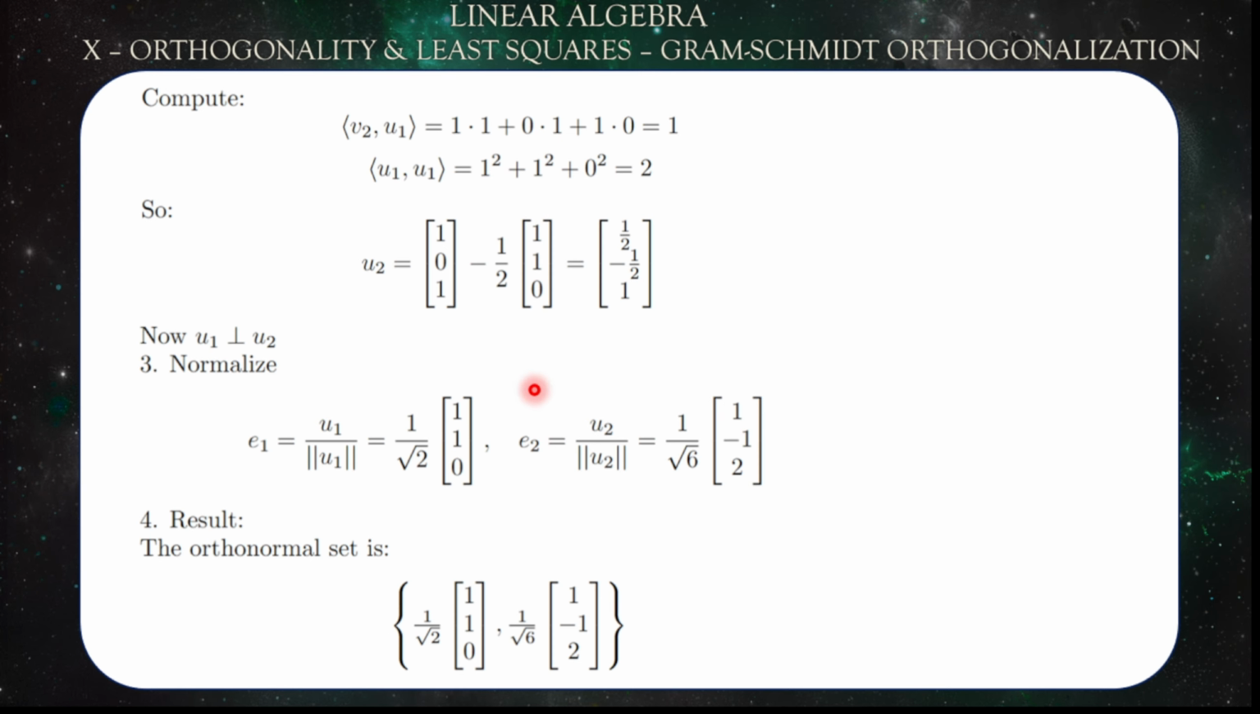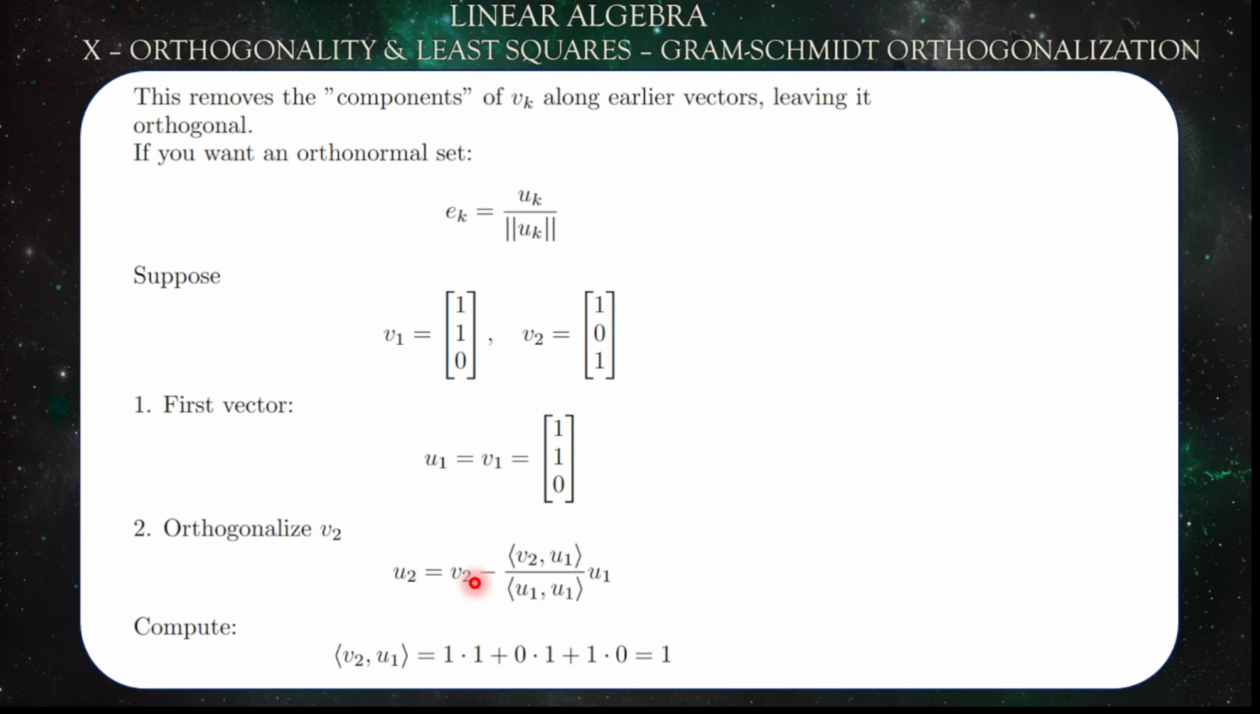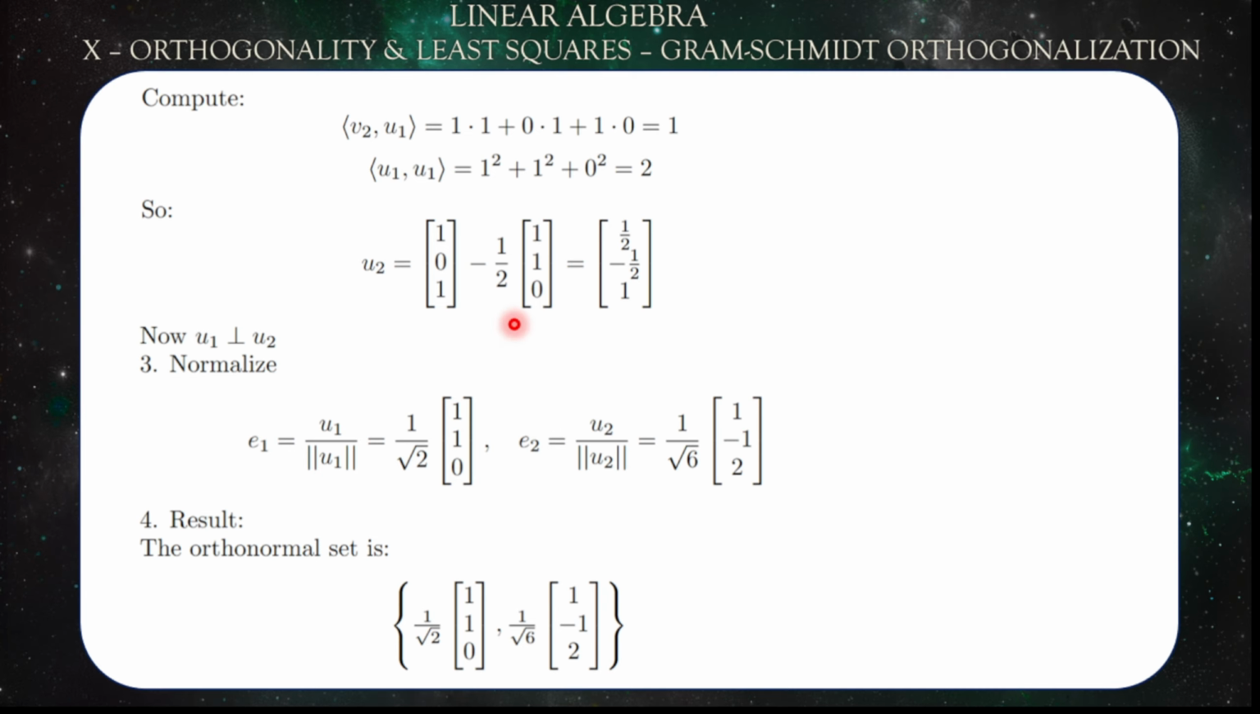Okay, you multiply them together, gives you 1. Then u1, which is 1 squared plus 1 squared plus 0 squared, equal 2. So u2 would be, okay, you evaluate the entire thing. So going back to the formula, it is v2 minus this quantity times u1, which is 101. That's v2 minus 1 half 110, equal 1 half, minus 1 half, 1. Okay, so u1 is orthogonal to u2.